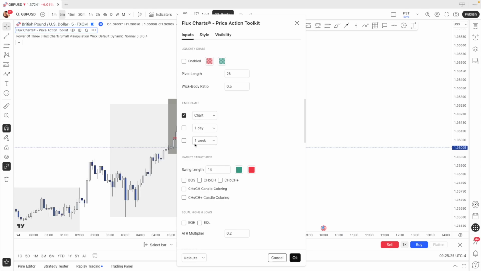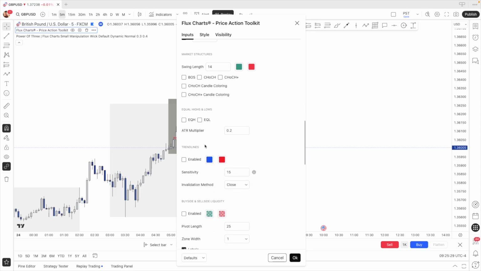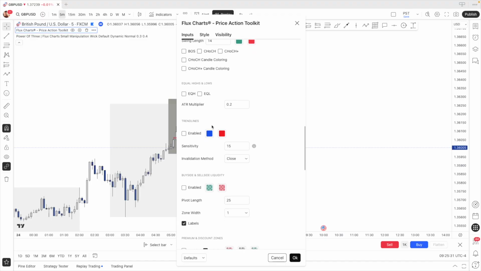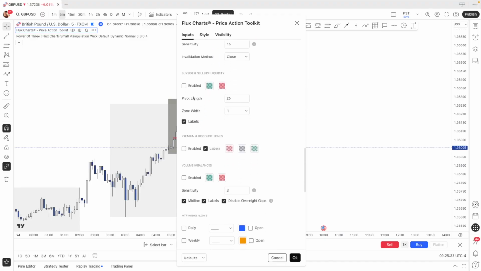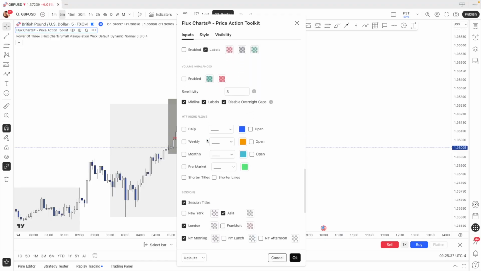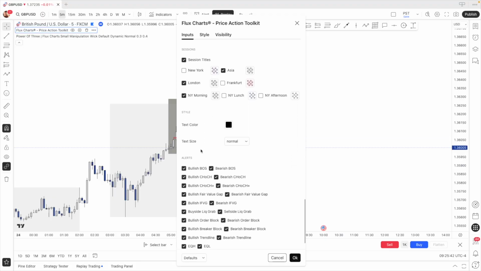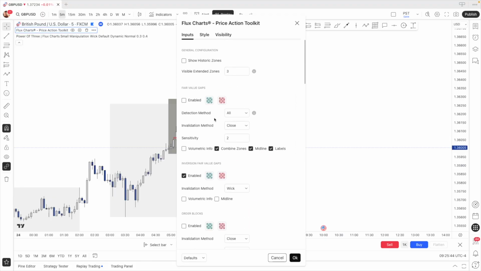You can even choose one or more time frames. You have break of structures. You have trend lines. You have equal highs and lows. You have buy side, sell side. You have premium and discount zones. Daily open, weekly open. You have all of your session times. You literally have everything on this indicator.